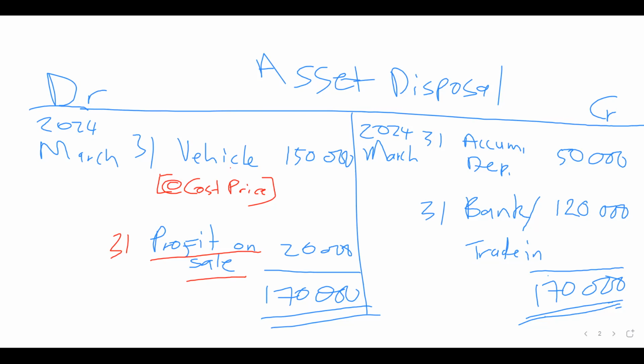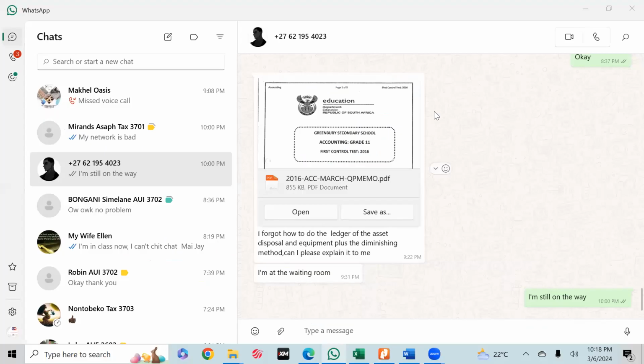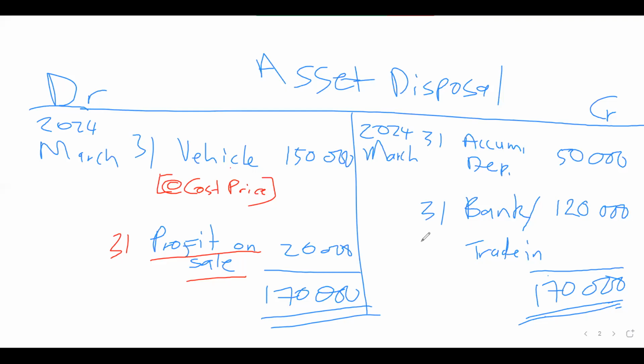Oh, I have a question, by the way. Yes, please go ahead. On the credit side of the asset disposal, there's a term where they say we must write, instead of bank or trading, creditors control, and I'm confused. Not creditors control. Now, you see the examples I was showing you.